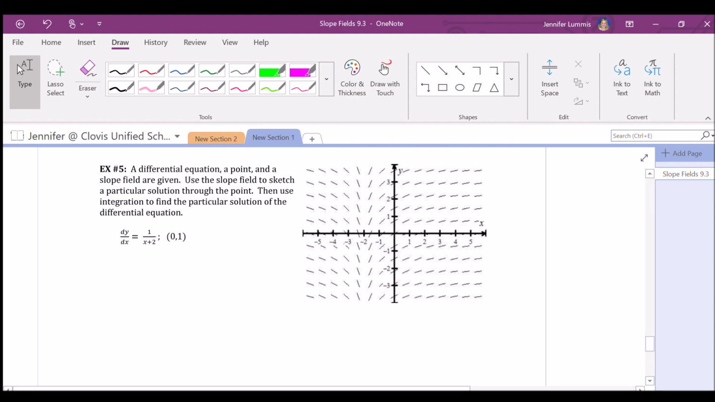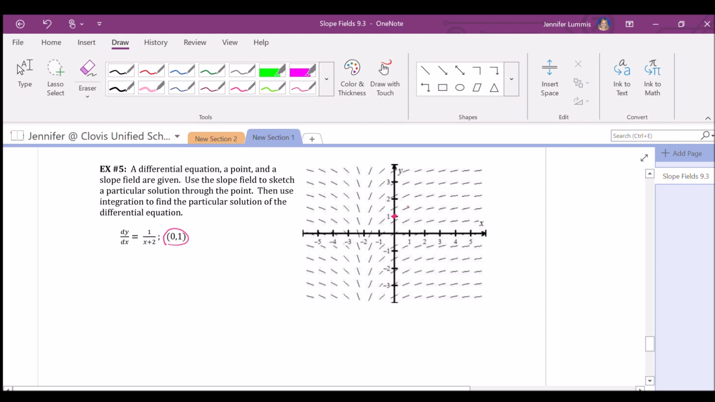In this last example, a differential equation, a point, and slope field are all given below. We're going to use the slope field here on the right to sketch a particular solution through that point. So we're going to take the point 0, 1. We're going to plot it over here. And we want to draw the curve. So imagine we're just throwing this little needle into a stream that is running, and we just want to follow the curve of the stream. So where would this needle go?